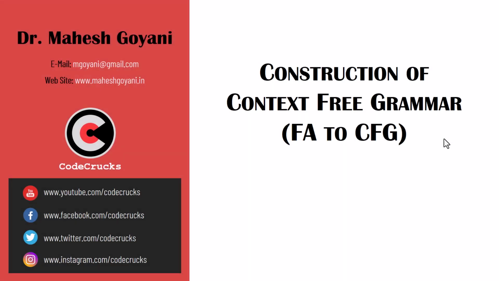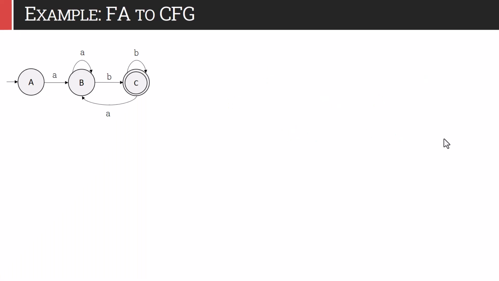In the previous video, we talked about context-free grammar. We know that all regular grammars are a subset of context-free grammar, or regular languages are a subset of context-free languages. Regular languages we can represent using finite automata or regular expression. So we can always convert a finite automaton or regular expression into a context-free grammar. In this video, we will see how we can convert a finite automaton into a context-free grammar.